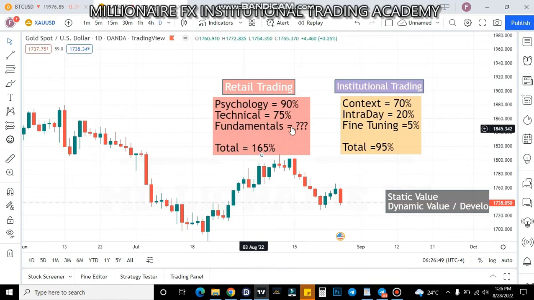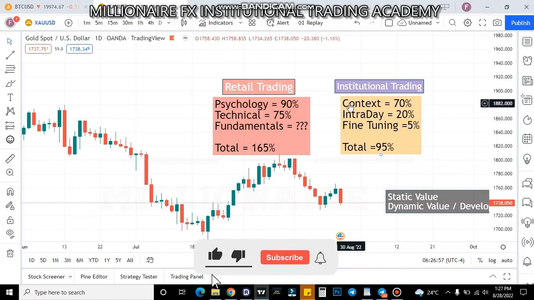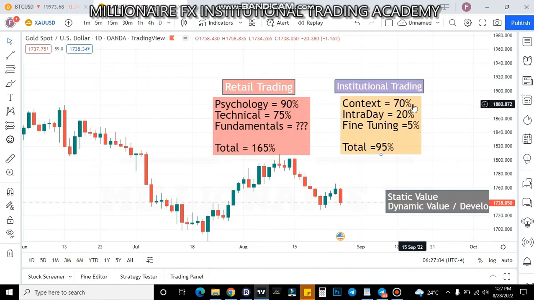It doesn't make sense. And for fundamentals, they never know. Now, I'll tell you one thing. When you're looking at institutional trading, I'm an institutional trader, there's what we call the market context. The moment you know the market context, you're already 70% accurate. Literally, we are remaining with 5% to make it to technical analysis. You get?